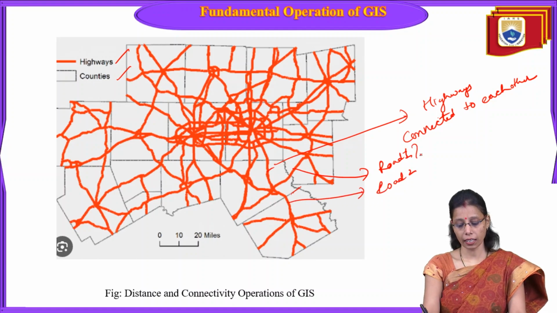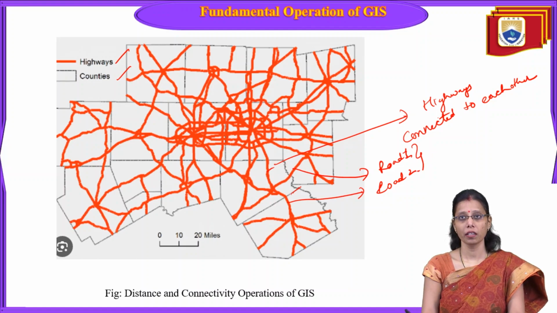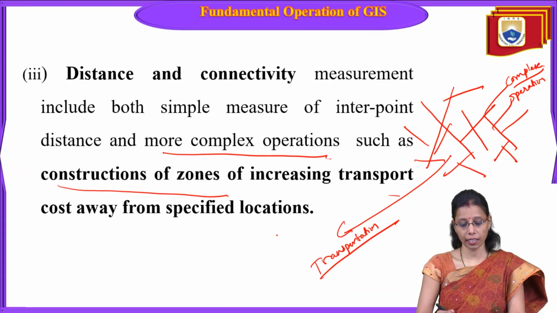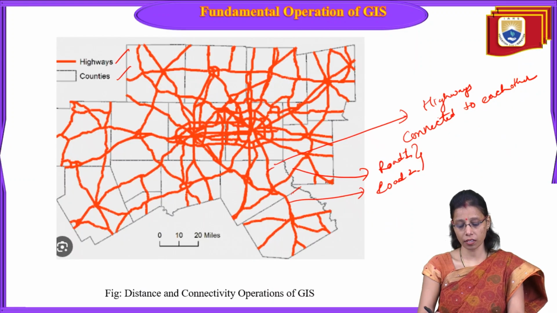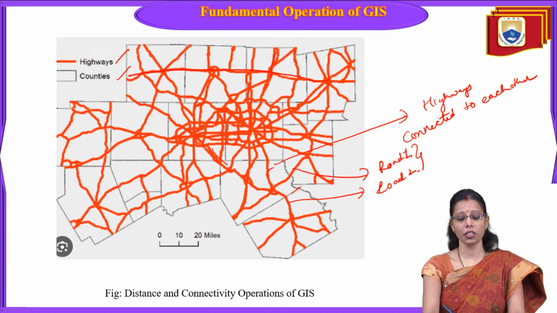So these are all connected to each other, so the map operation is about distance and connectivity. It shows the distance as well as the connectivity. You can see this road is connected till here and the second road is connected till here. So it will show different kinds of connectivity of roads and transportation.